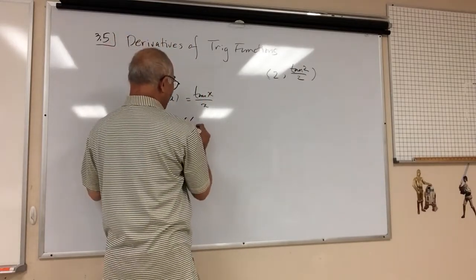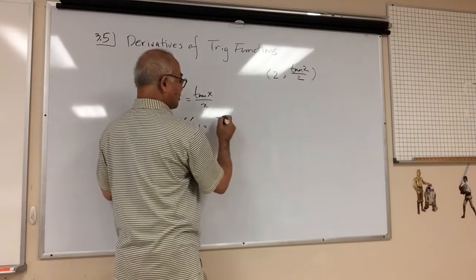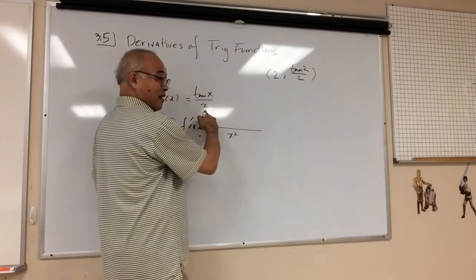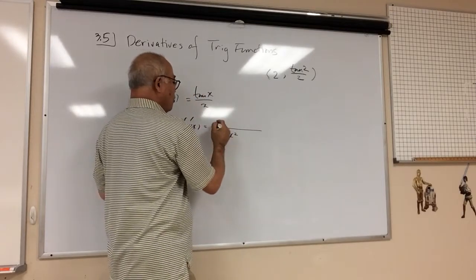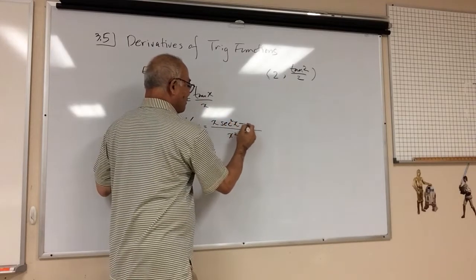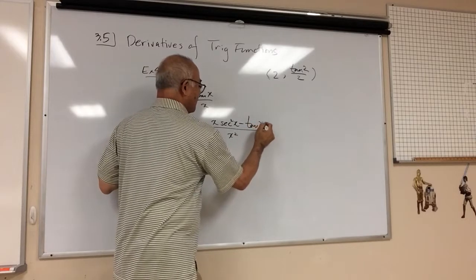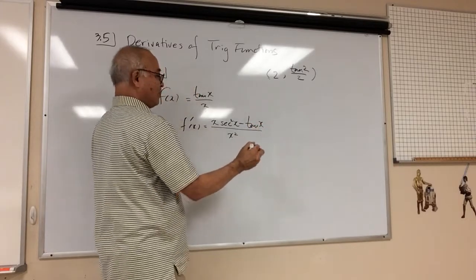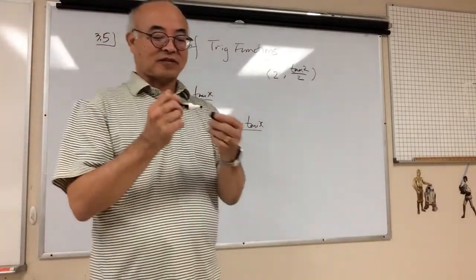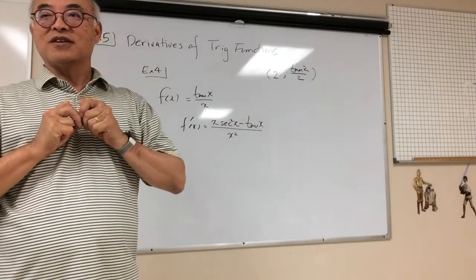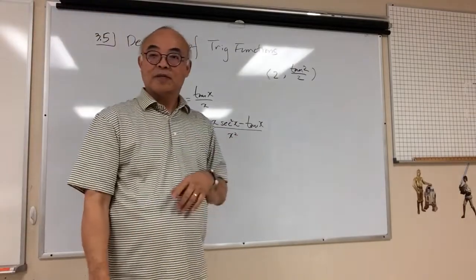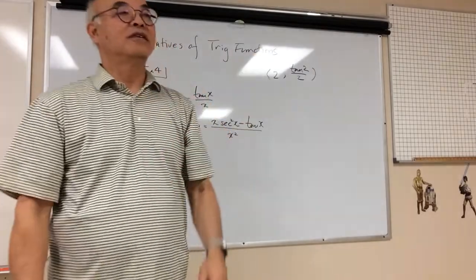So f prime is equal to x times x secant squared x, times x, right? Low d high minus high d low. Okay, we're done, right? Because d low is 1. So right? Because it was x. Oh, it's x. Okay. Yeah, right.